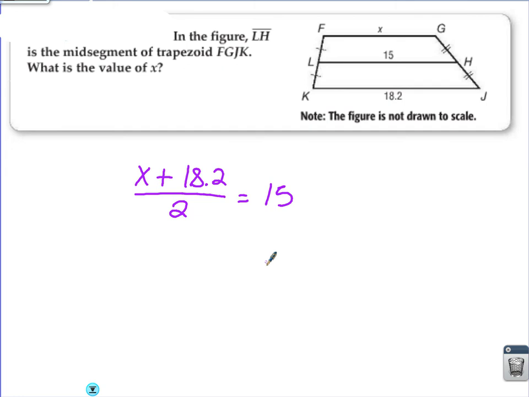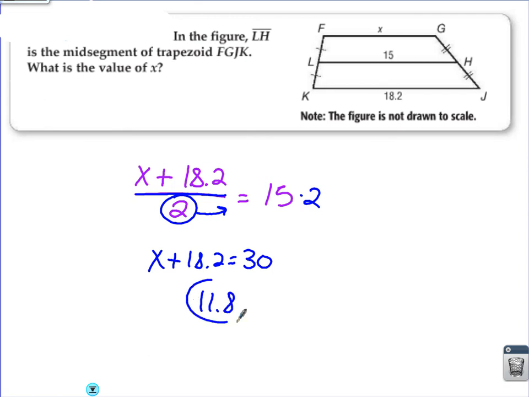What do we do first? What do we get rid of first? What do we move over first? Yeah, the whole thing is being divided by 2. So how do we move it over? Yeah. So that gives me X plus 18.2 equals 30. So you get 11.8. Subtract 18.2, you get 11.8. So the top base is 11.8.